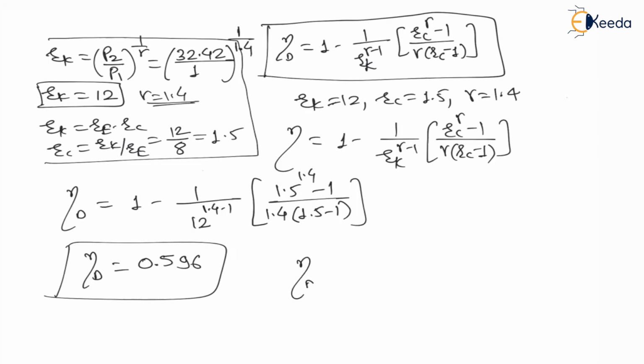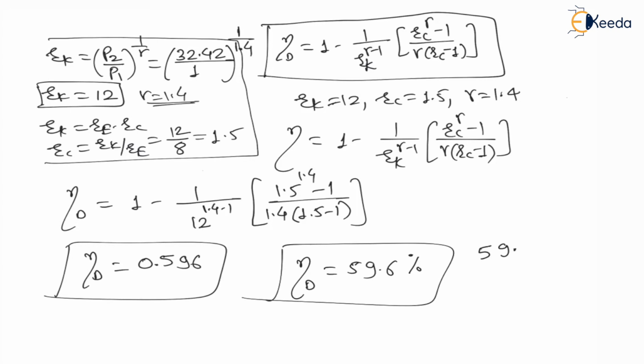Therefore efficiency of diesel cycle in percentage is equal to 59.6%, right? And this answer you have to type in the fill in the blanks. Means you have to type 59.6. For typing this you will get full 2 marks, and if you type any other result, like 0.596, you will get 0 marks, my dear students.